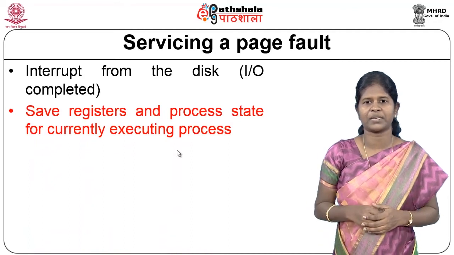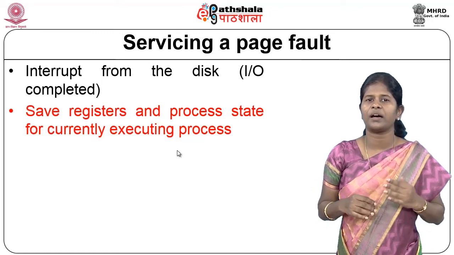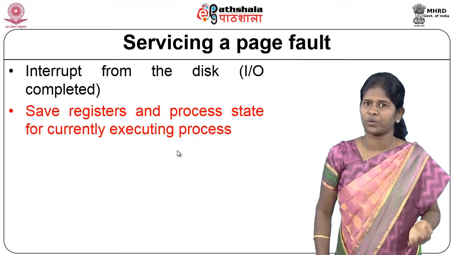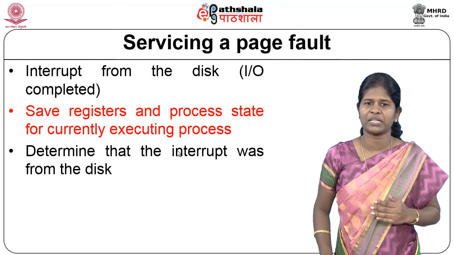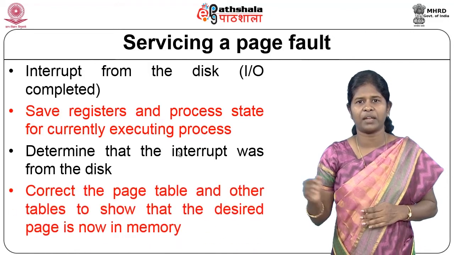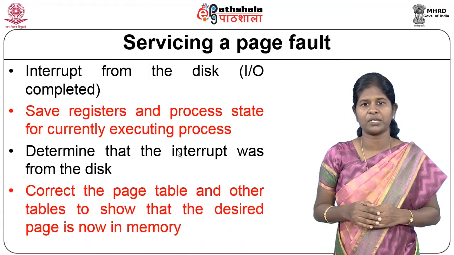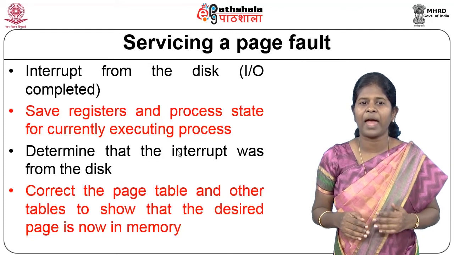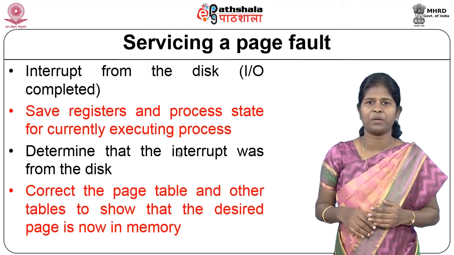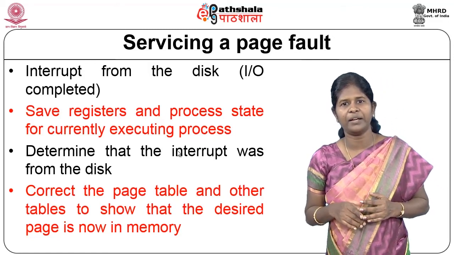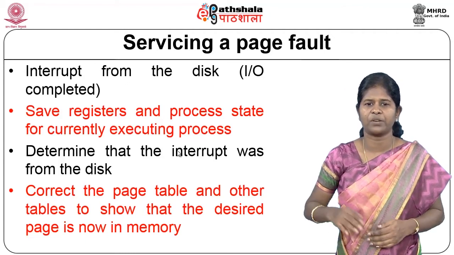And when the interrupt comes, the interrupt has to be serviced. So, the currently executing process's registers and state should be saved, and then you need to understand what kind of interrupt it is. You understand that it is from a disk, that an I/O operation has got over, and once you have understood that the disk I/O is completed, you need to correct the page table and the other tables to show that the desired page is now in memory. So, you mark the page table entry as valid, and you make all the changes. That will be part of the interrupt service routine that will be executed.